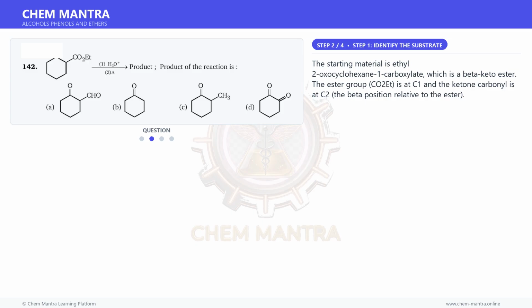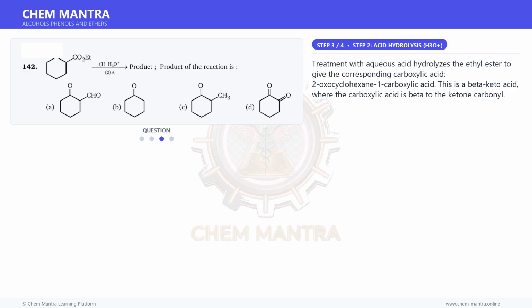Moving on to the next step. The starting material is ethyl 2-oxocyclohexane-1-carboxylate, which is a beta-keto ester. The ester group, CO2Et, is at C1 and the ketone carbonyl is at C2, the beta position relative to the ester.